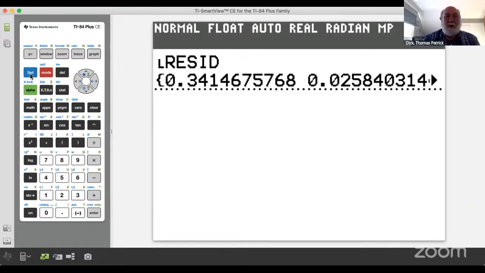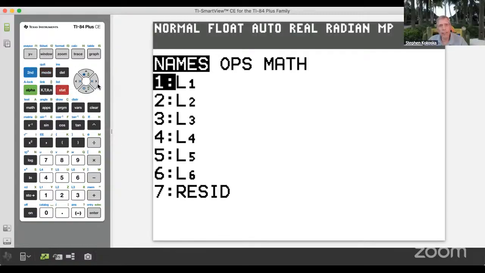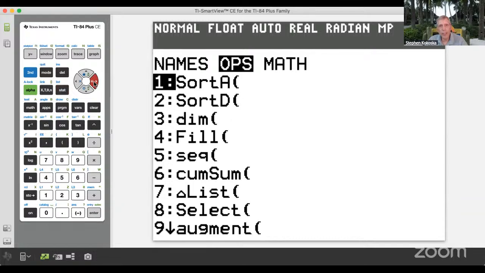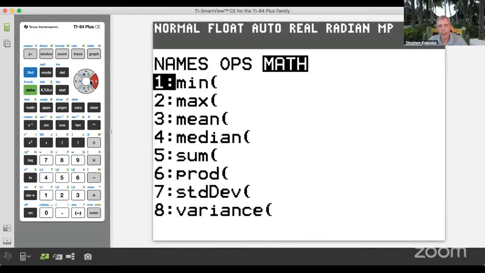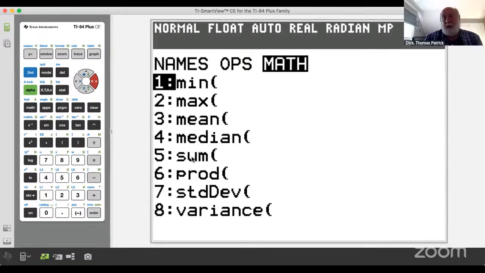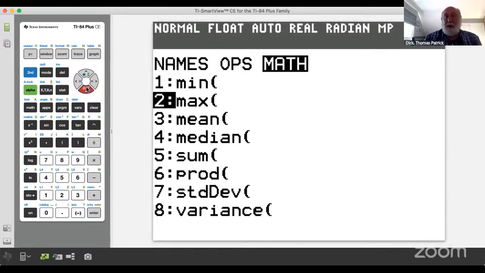Okay, the sum of the residuals. Let's see, is there an operation? Let me look at the list math here. Keep going, is there something you can use? Oh, I see. Sum. Well, let's go down to number 5.